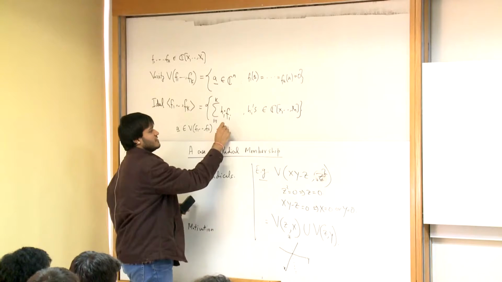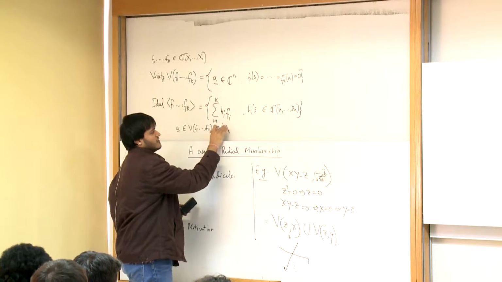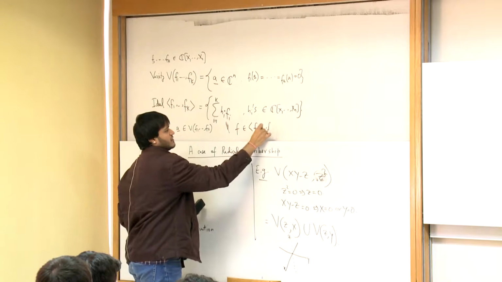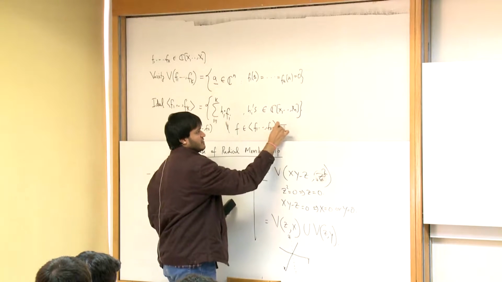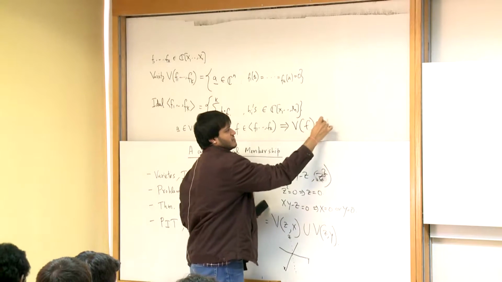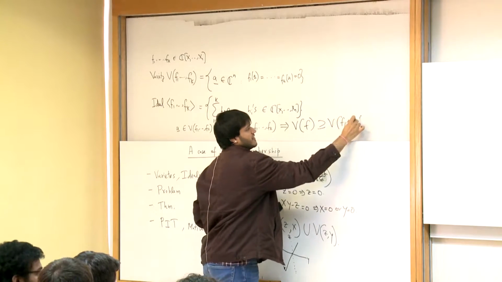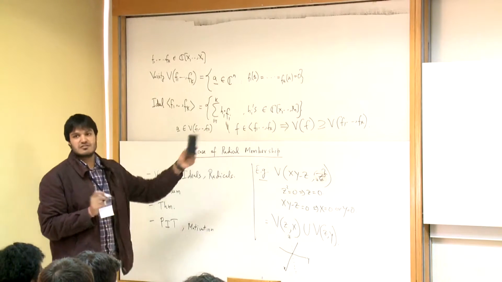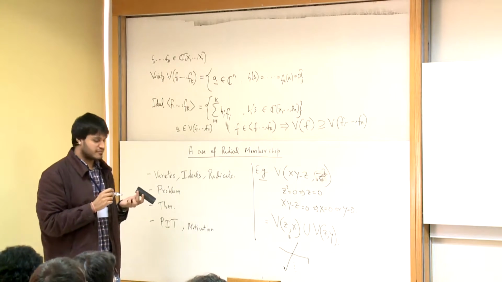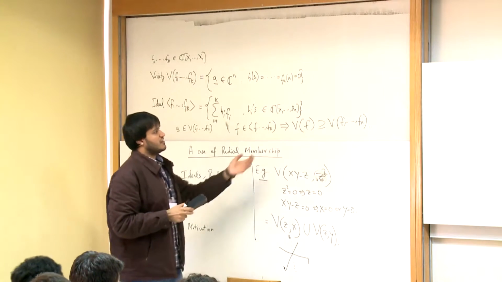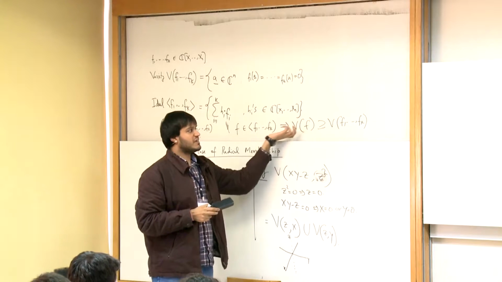So what does this mean? This means that if f is in the ideal, then it must vanish on the variety of the defining polynomials. So this implication is trivial, right? Everyone can see this. But one can ask the question: when does the converse hold?